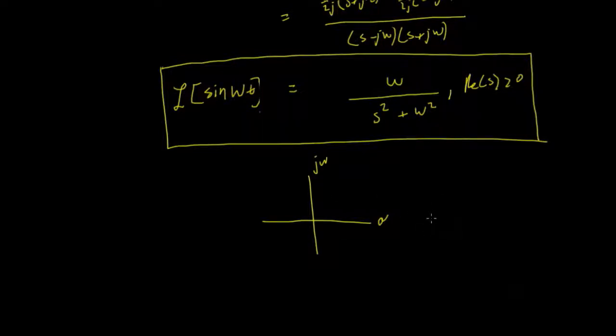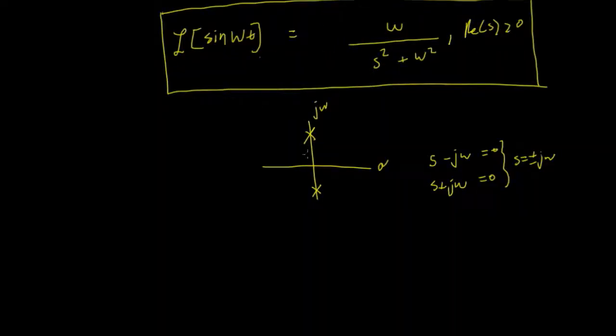So the denominator is going to give us our poles, so s minus j omega equals 0 and s plus j omega equals 0. So we're going to get our poles at s equals plus and minus j omega, so somewhere up here and there. Okay, now there's no zeros in this because there's no factor of s in the numerator. Okay, so that's what we're expecting to see. So let's have a wee look at that in MATLAB.